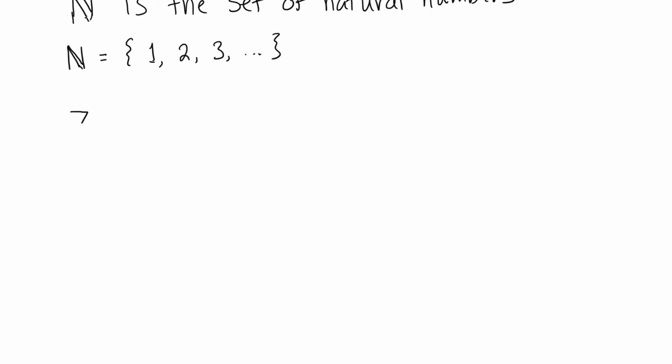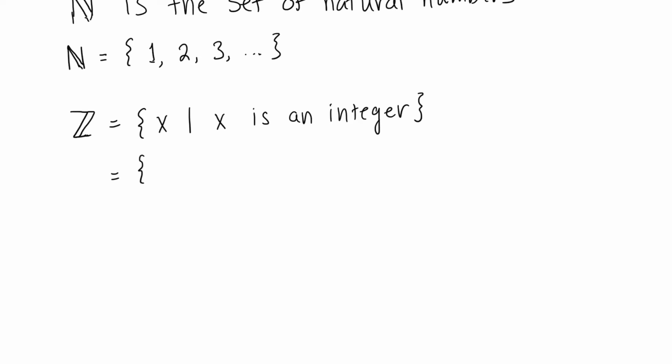So the next set is the set of integers. It's the set of all x such that x is an integer. And I know that integer does not start with Z, but this comes from the German word for integer that starts with a Z, and that is why we have this symbol to mean integers. As a reminder, the integers are all of the positive and negative whole numbers, including 0.